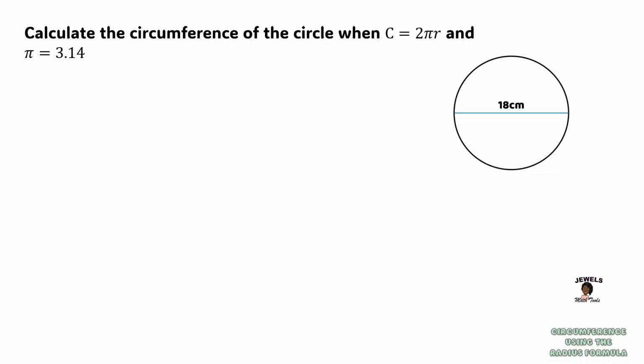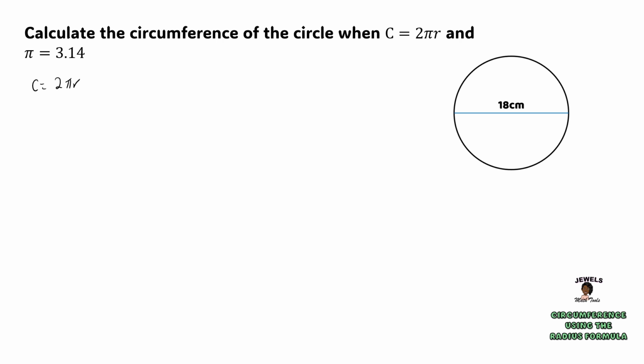So in our question today, we are going to be calculating the circumference of our circle when we're using the radius formula. Now for this question, as you notice, we have been given the diameter instead of the radius. So for this type of question, that means I'm going to have to first calculate the radius and then plug that value into my equation.